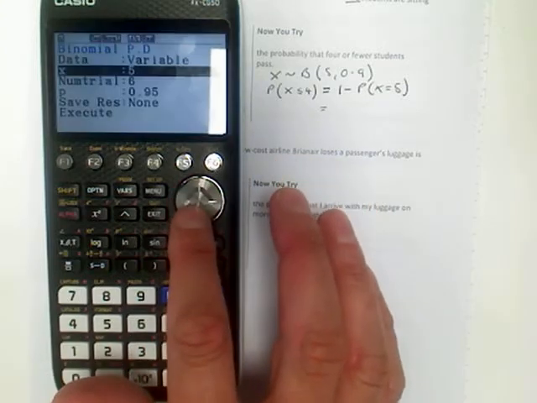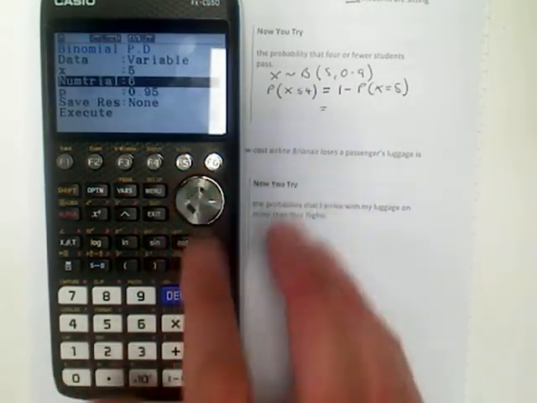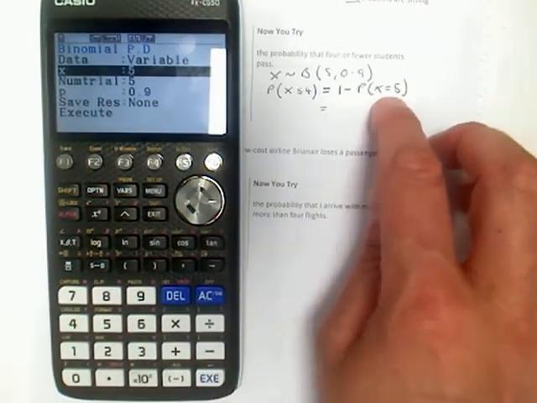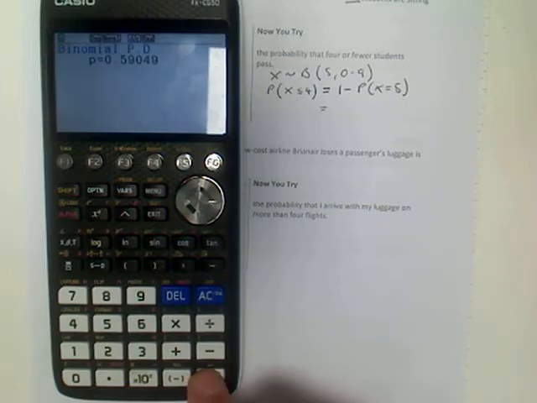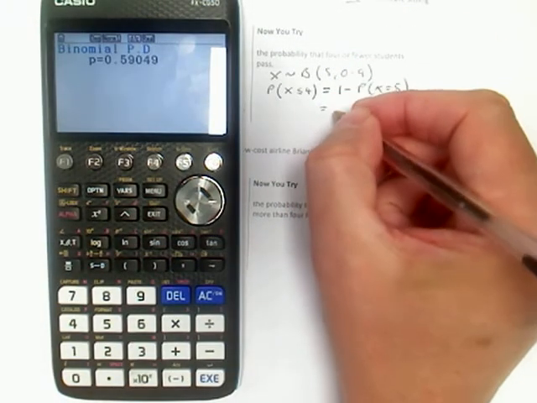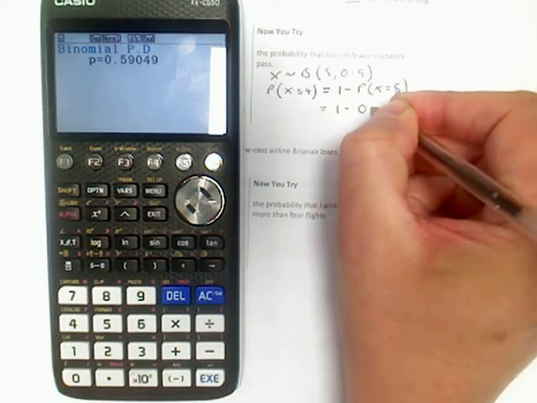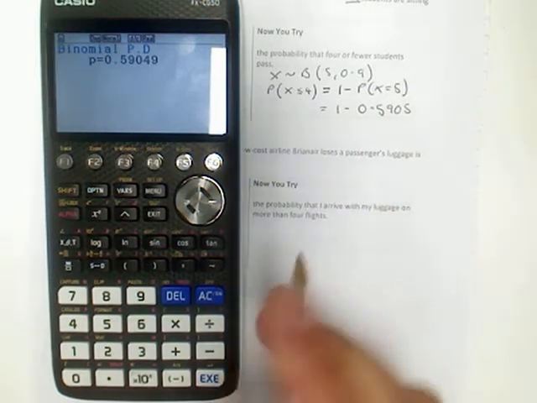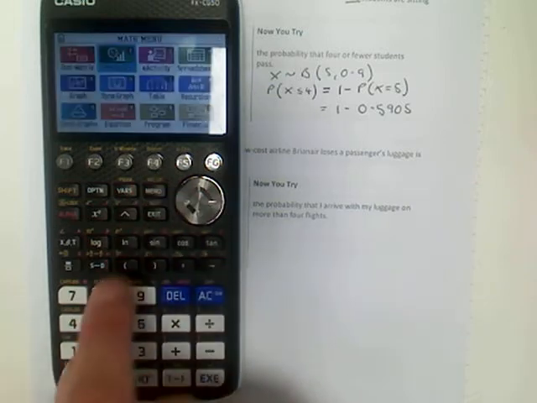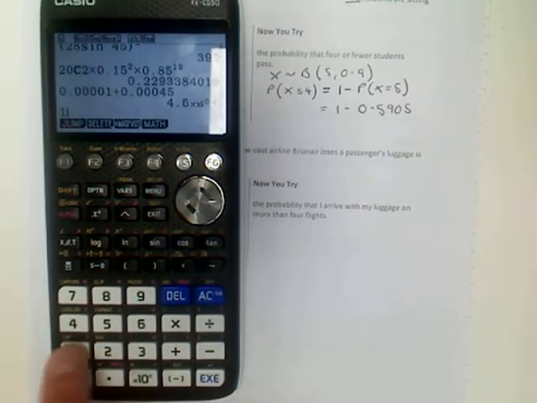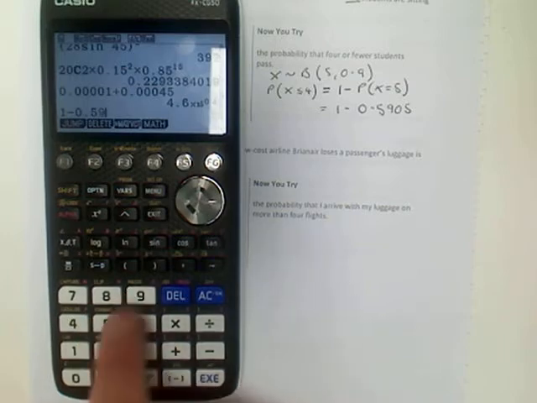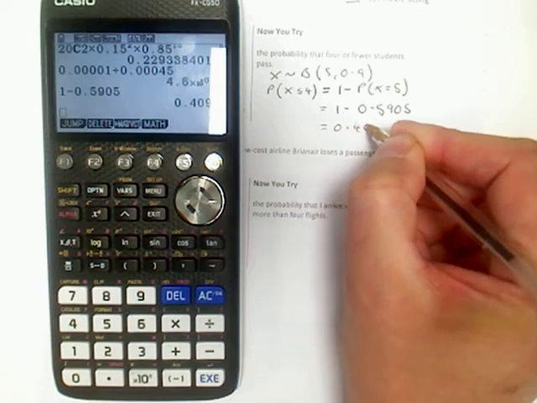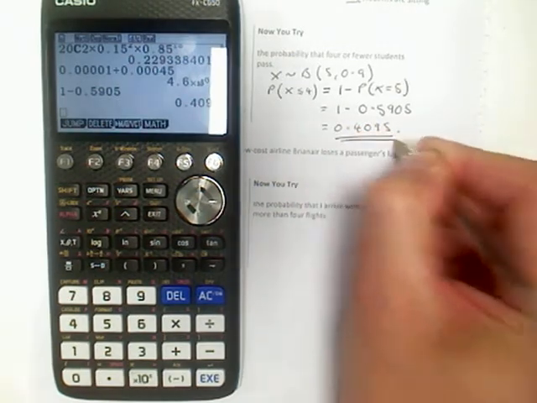So let's put that in the calculator. I've got my number of trials is 5, my probability is 0.9, and I'm after the probability of x being equal to 5. So that's set. Plus that equals. So I've got 1 minus 0.5905. I go to my normal calculator part, 1 minus 0.5905, and that gives me 0.4095. Okay.